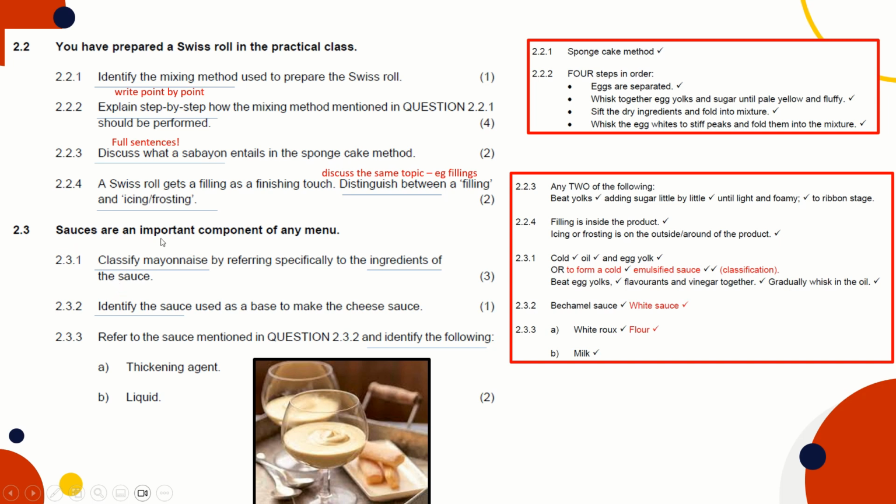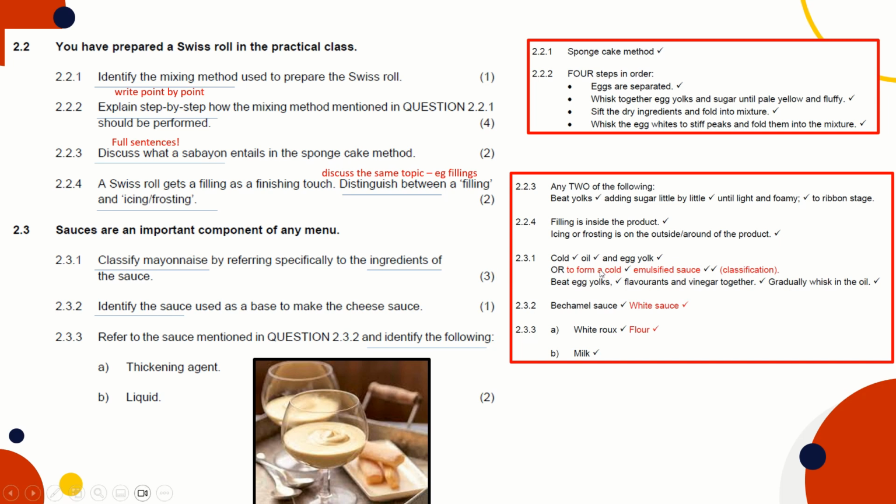2.3, sauces are an important component of any menu. Classify mayonnaise by referring specifically to the ingredient of the sauce. Please make sure that you do read the keywords as I've underlined them. For 3 marks, you need to mention 3 of the following things.